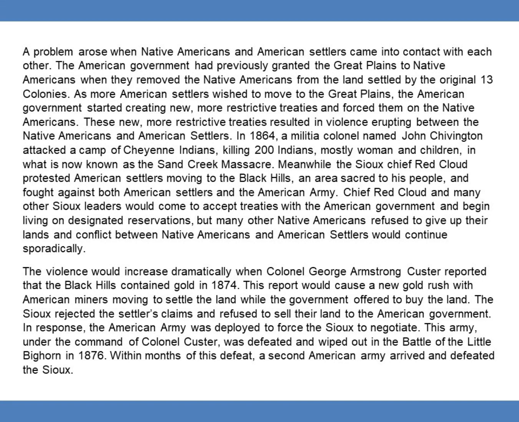The violence would increase dramatically when Colonel George Armstrong Custer reported that the Black Hills contained gold in 1874. This report would cause a new gold rush, with American miners moving to settle the land while the government offered to buy the land. The Sioux rejected the settlers' claims and refused to sell their land to the American government. In response, the American Army was deployed to force the Sioux to negotiate. This army, under the command of General Custer, was defeated and wiped out in the Battle of the Little Bighorn in 1876. Within months of this defeat, a second American army arrived and defeated the Sioux.